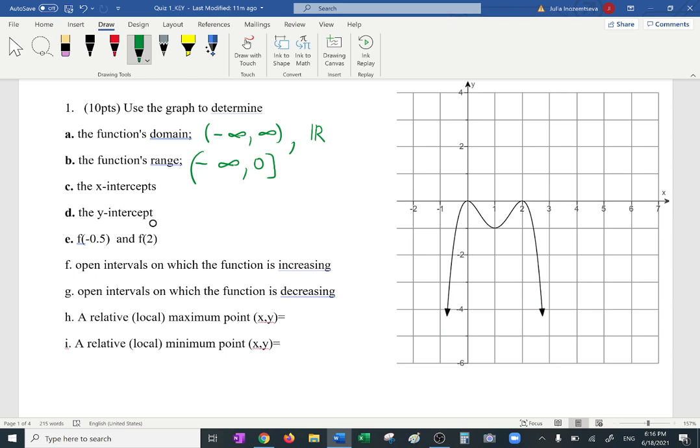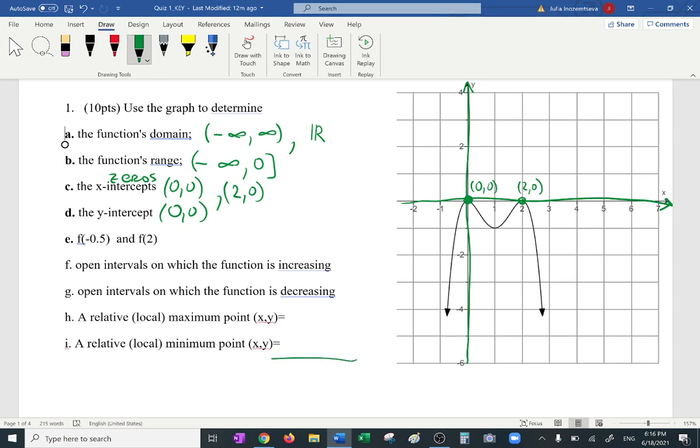X-intercepts are where the function touches the x-axis. So the x-axis is over here, and I need to see what the zeros of the function are. Those are x-intercepts. Sometimes they're called zeros or solutions. I can see two points, at (0, 0) and at (2, 0). So these are my two intercepts: (0, 0), which will also be the y-intercept, and (2, 0). The y-intercept is where the function touches the y-axis, and I only see one point, the origin, (0, 0).